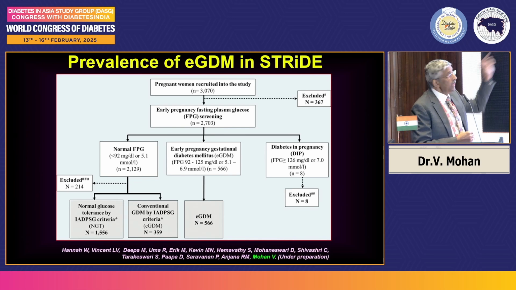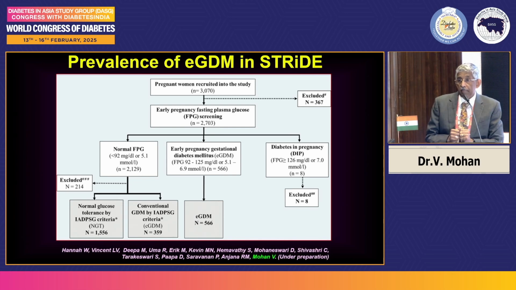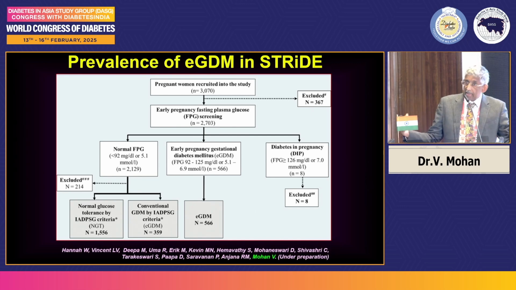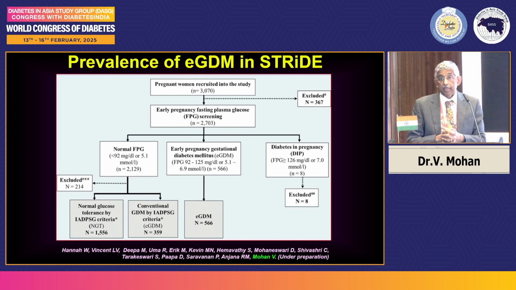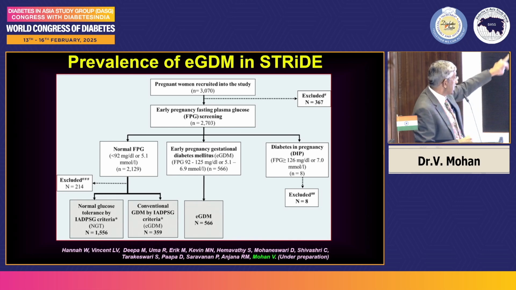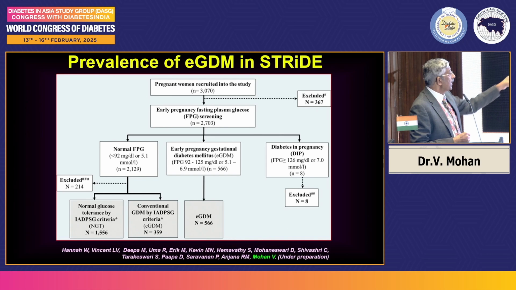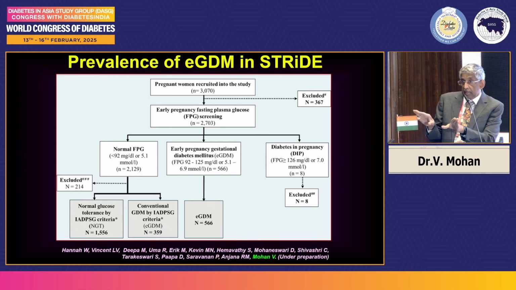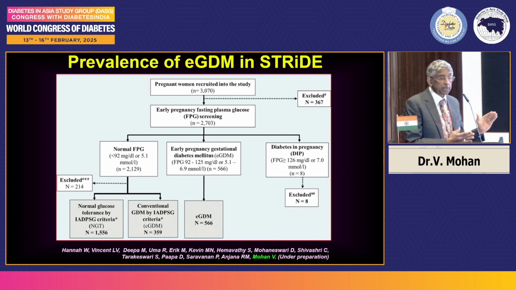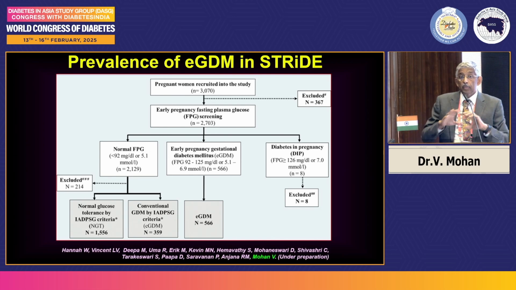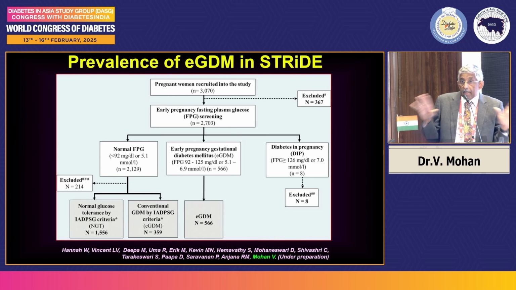Then if you had fasting less than 92, they are normal. Now what do we do? We wait for the second trimester and then we do the GTT again. We again use the IADPSG criteria. Now two things can happen. They can still be normal and therefore they are normal. And then we had late GDM because they did not have early GDM. Now they have late GDM. So now we have three groups: normal, early GDM and late GDM. Now this gave us a chance to compare early GDM and late GDM in the same study.